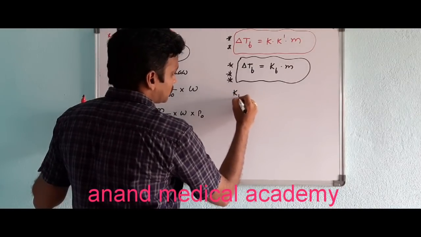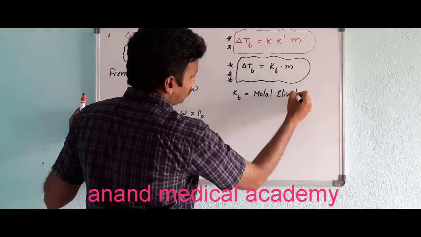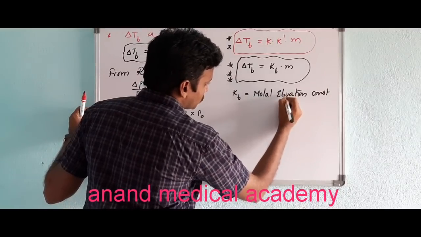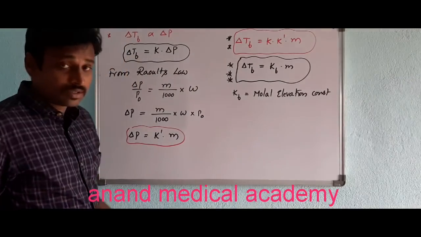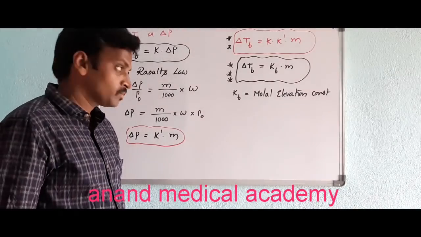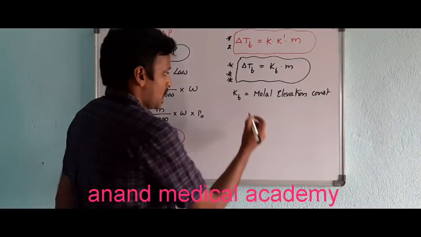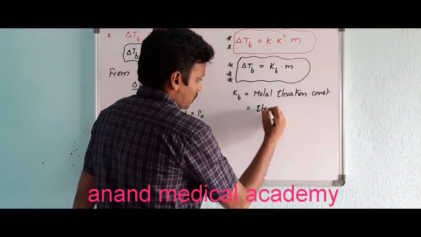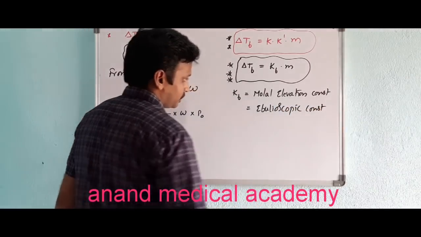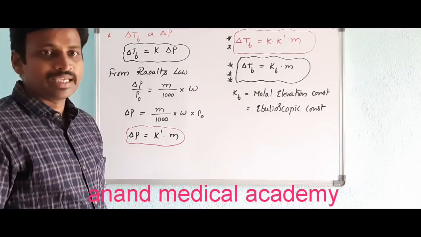And KB is called the molar elevation constant. Otherwise you will ask me, what is this KB? KB is the molar elevation constant. Correct? So KB is written as the elevation constant. Otherwise you can write it as the ebullioscopic constant. Molar elevation constant, or simply elevation constant.